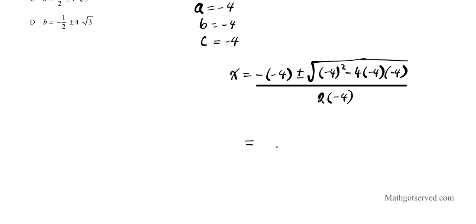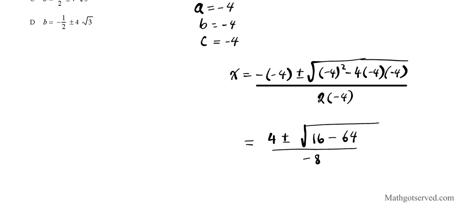All right, so using the order of operations, we're going to simplify this entire expression right here. So negative times negative is positive. So we have 4 plus or minus the square root of negative 4 squared is 16. Minus times minus is a plus times a minus is a minus. 4 times 4 is 16. 16 times 4 is 64. Okay? Now let's divide that by negative 2 times negative 4 is negative 8.